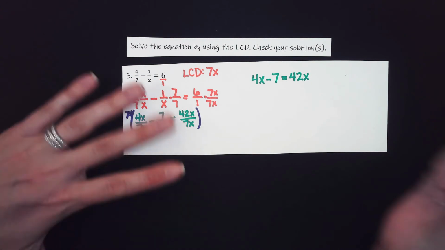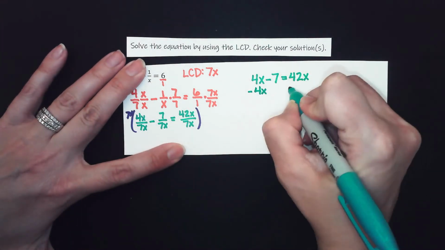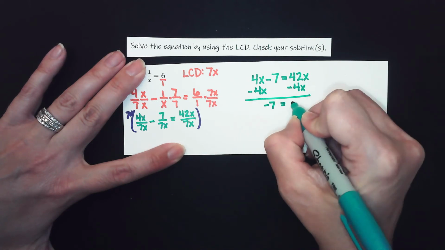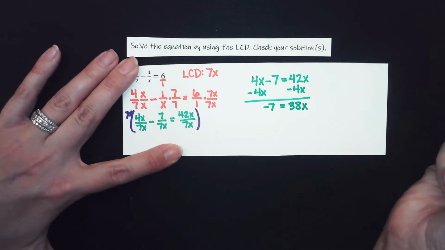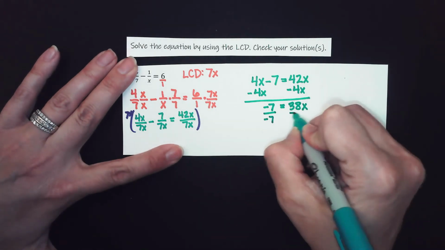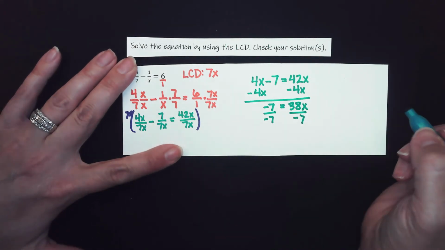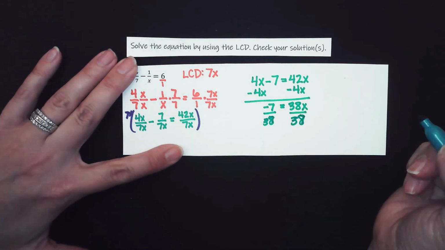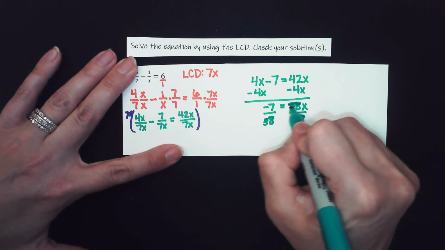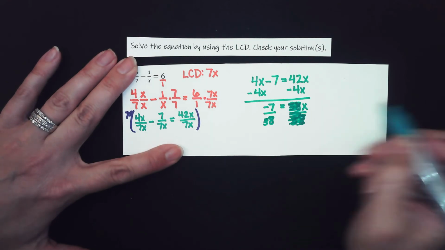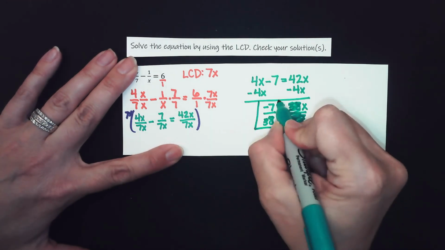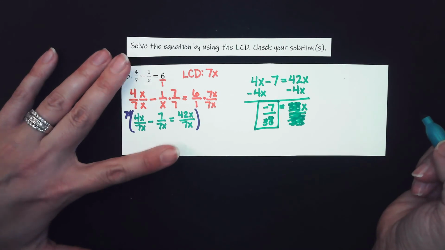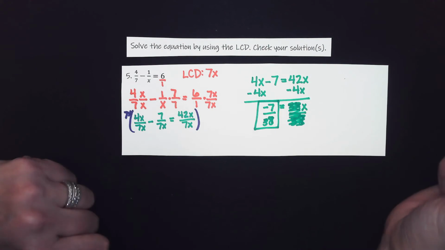Okay? So I'm going to subtract 4x from both sides. I get negative 7 equals 38x. And I divide by negative 7. No, I don't. Oh, my goodness. I divide by 38. I'm trying to get x by itself. All right, so over here, this 38 went away. I'm left with x, and it equals negative 7 over 38. Okay, that doesn't simplify down. You'd have to end up rounding, so just leave it as a fraction.